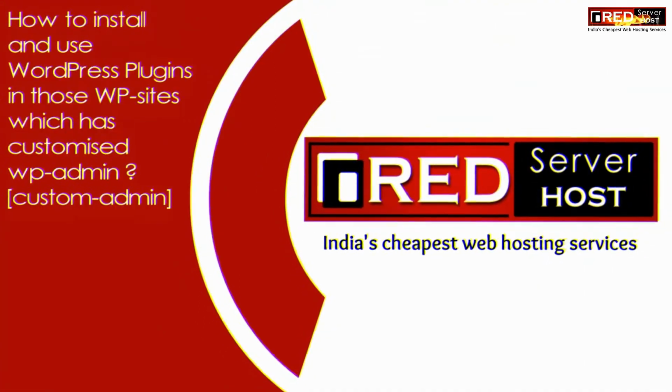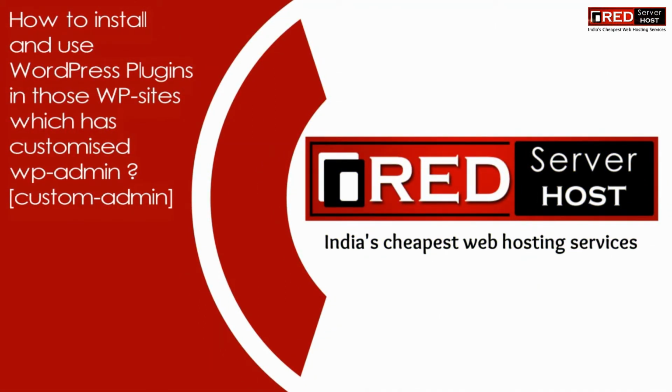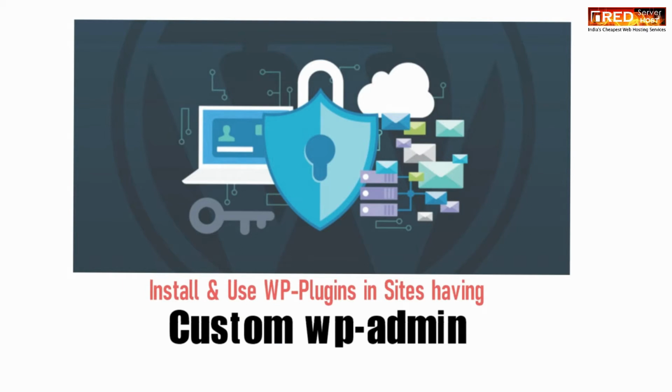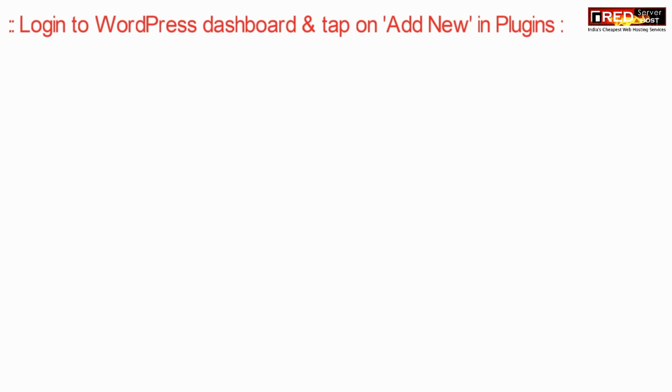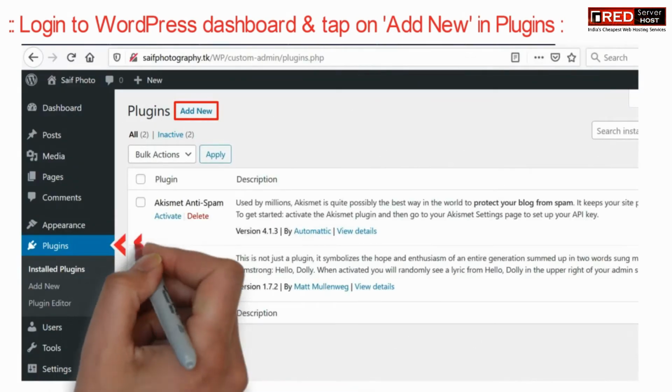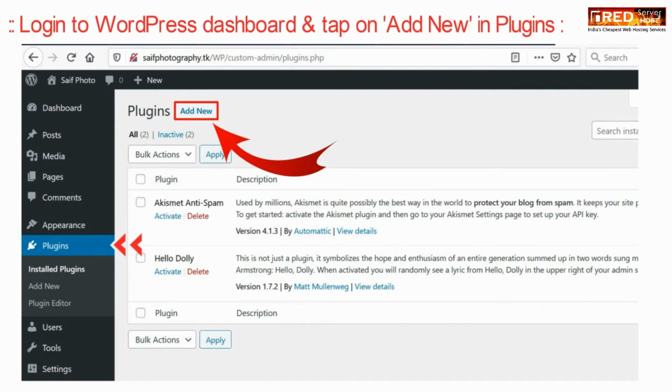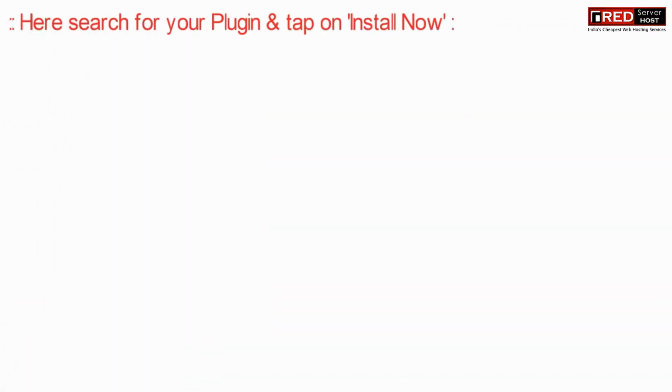In this video, we will learn how to install and use WordPress plugins in those WordPress sites which have a customized WP admin. If you have customized your WP admin path, then in that case, you need to first log into your WordPress dashboard, and then while adding a new plugin, you need to take care of some things.